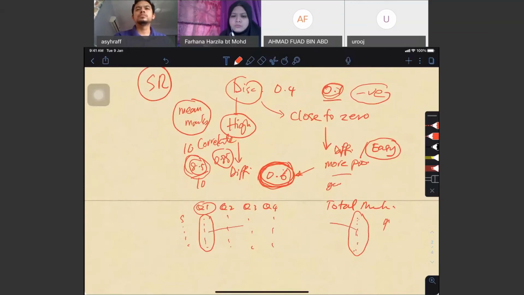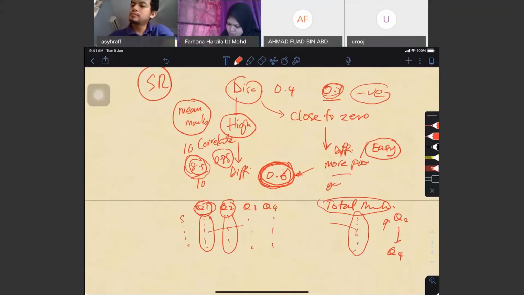Let's say you want to correlate question 1 with the total. So the total must be question 2 until question 4. You exclude question 1. Right? So if you want to correlate question 2, you correlate question 2 marks with question 1, 3, 4. Okay. So in a way, we still can have.